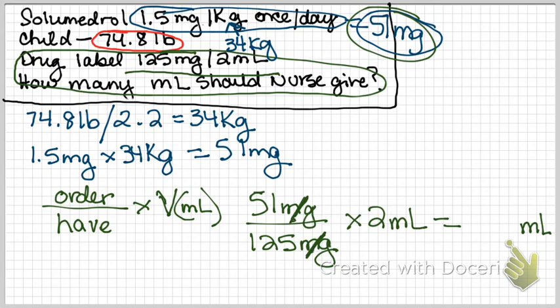51 divided by 125 times 2 equals 0.82. And remember, always put a 0 before the decimal if there's nothing before it. And that's your answer. So you're going to give 0.82 milliliters of Ciumedrol a day to this child.